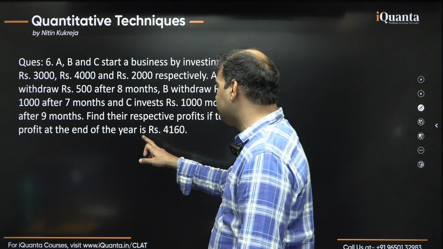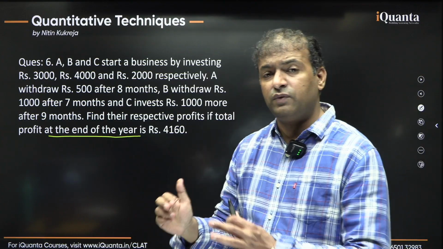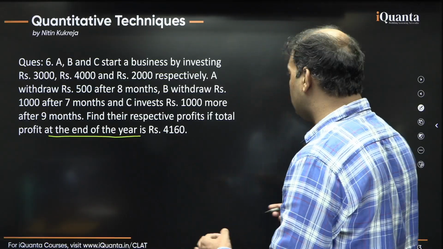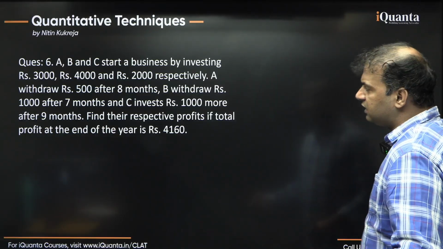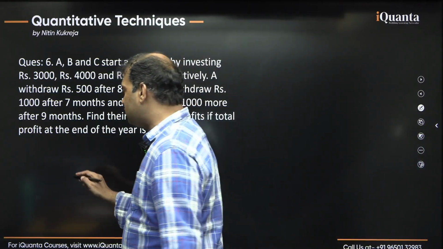Because the total time period is given as 1 year, as you can read in the question. So the investments of the people are different for different time periods, right? So what shall we use? We'll use the concept of compound partnership in a way, but in a very interesting manner. Let me show you how.